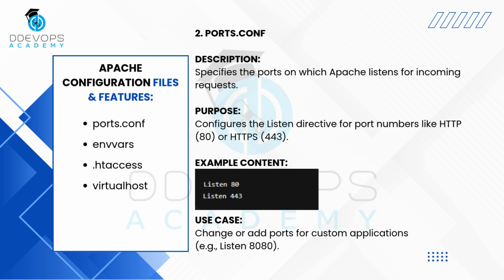ports.conf. Description: specifies the ports on which Apache listens for incoming requests. Purpose: configures the Listen directive for port numbers like HTTP 80 or HTTPS 443. Check the example content for more understanding. Use case: change or add ports for custom applications, e.g., Listen 8080.